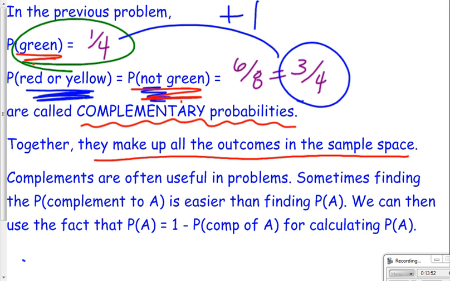It will come up in particular on a worksheet coming up called Worksheet A. It's going to come up several days from now. But just bear that in mind. Sometimes it's easier to find the opposite probability and subtract that answer from 1 to answer your question.